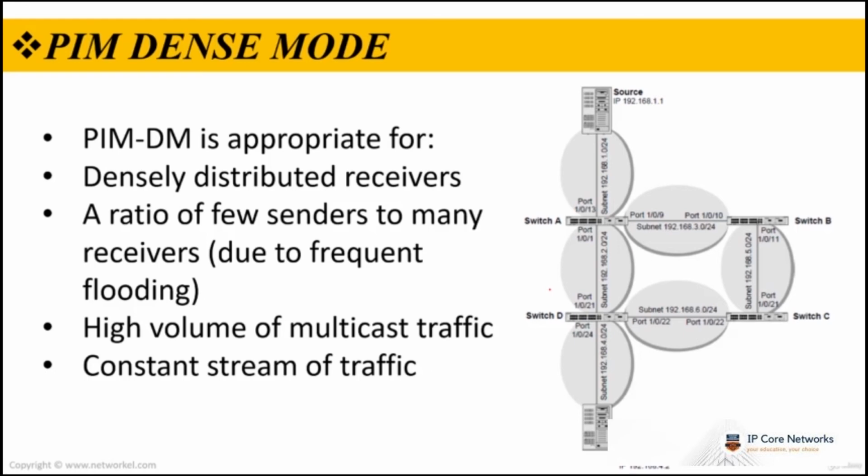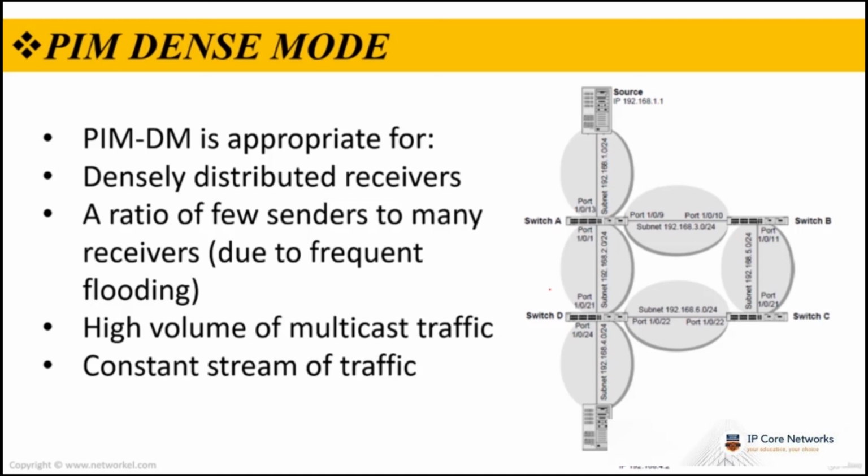PIM Dense Mode cannot be used to build a shared distribution tree as PIM Sparse Mode can. PIM Dense Mode assumes that when a sender starts sending data, all downstream routers and hosts want to receive the multicast datagram. It initially floods multicast traffic through the network. Routers that do not have any downstream neighbors prune back the unwanted traffic.